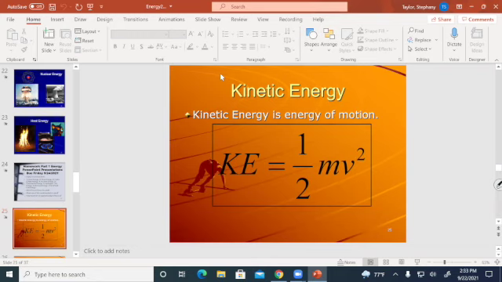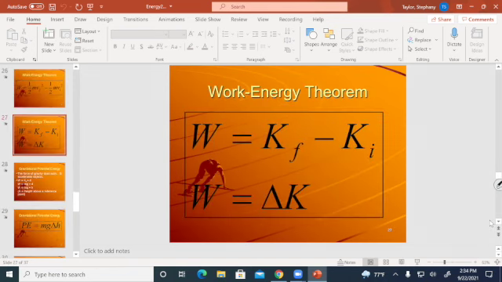Kinetic energy, the symbol for kinetic energy is KE, and it's equal to 1/2 mass times velocity squared. Now in this equation, only square the velocity. If you square the entire equation, you will get this wrong. You are only squaring velocity.